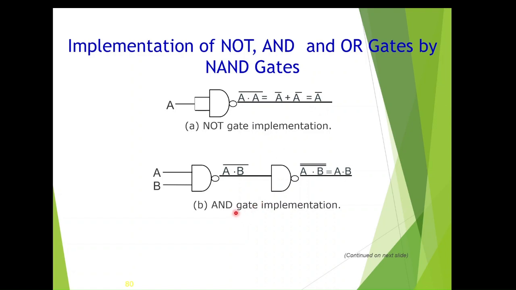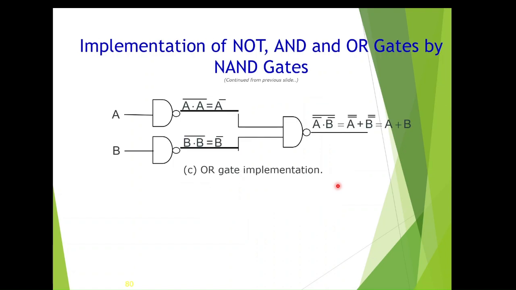For the AND gate implementation, we need another NAND gate as a NOT gate. So first A dot B the whole bar. For an AND gate we need A dot B, so we add just another inverter. Here we are using a NAND gate as a NOT gate. So A dot B the double bar, and you will be getting A dot B.